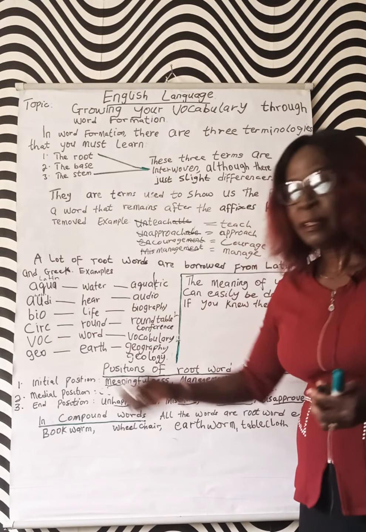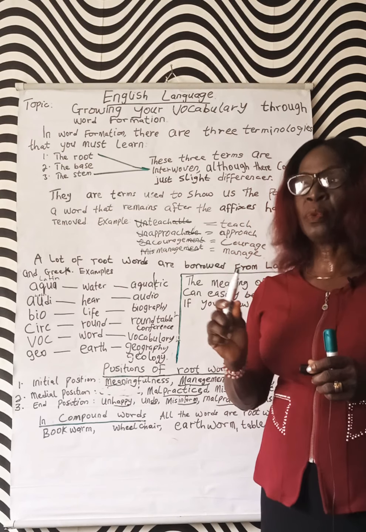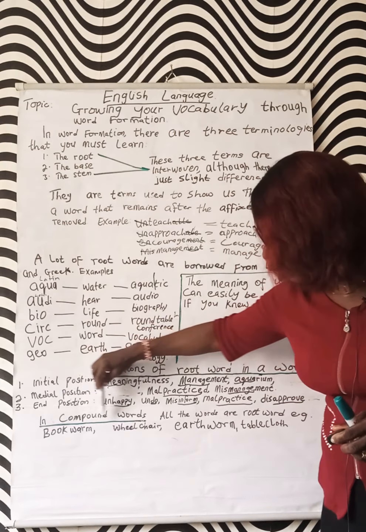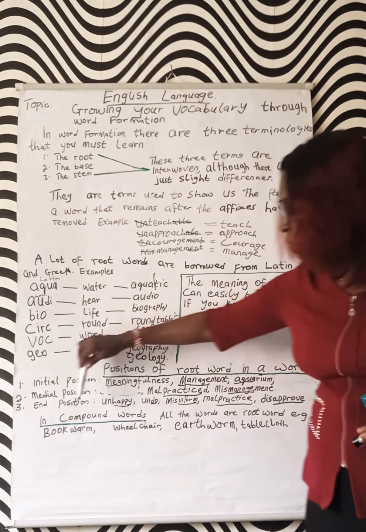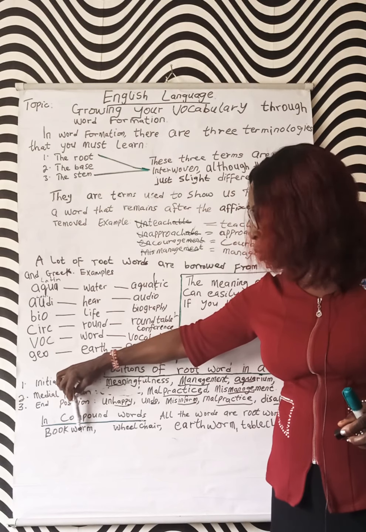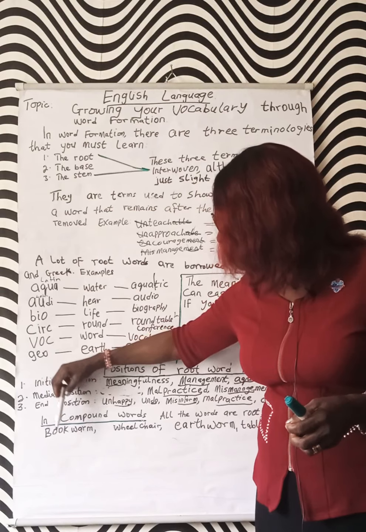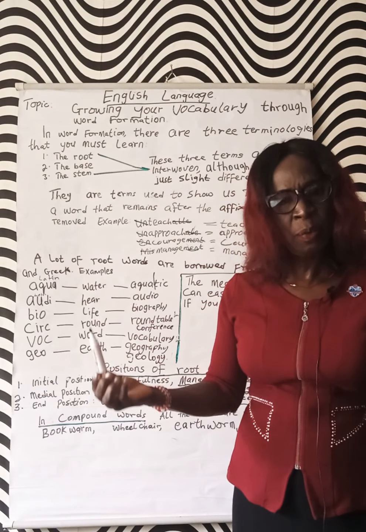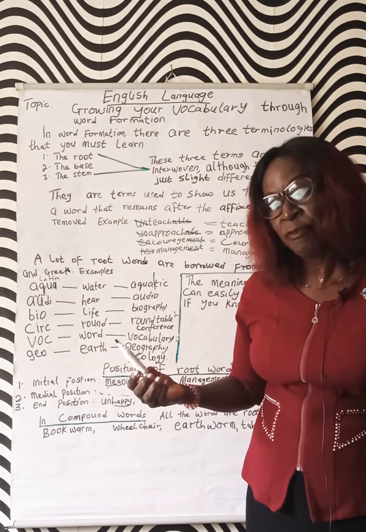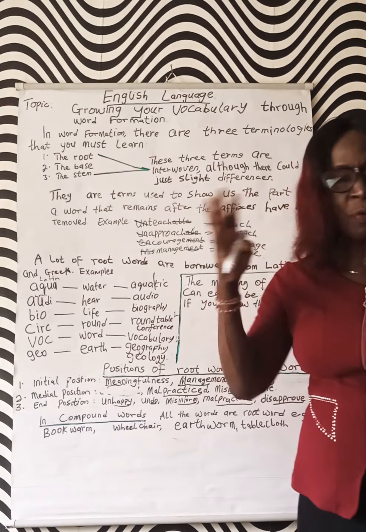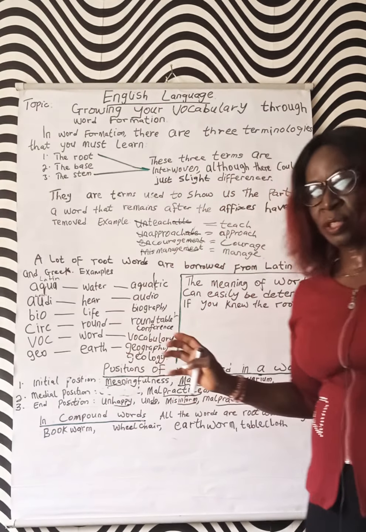Okay, then we can have root word in compound words. Root word in compound words. In compound words all the words are root words. Example, we have bookworm. Somebody who reads a lot is called a bookworm and is a compound word. You can see that book is a complete word of its own, and then worm is a complete word of its own. Therefore, bookworm is the root word. You cannot segment. This is the root word, and that's just the root word.